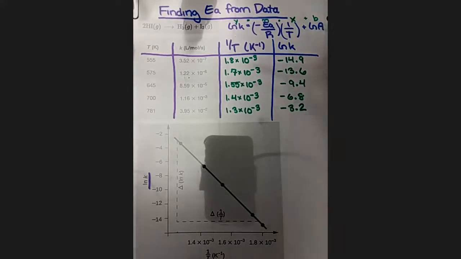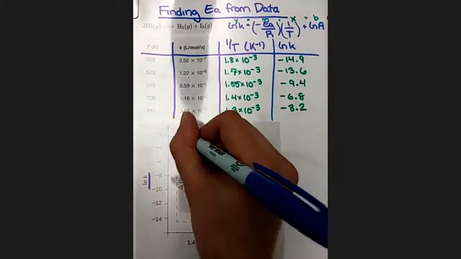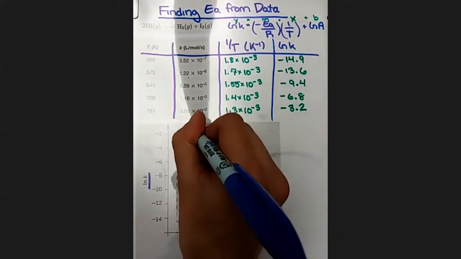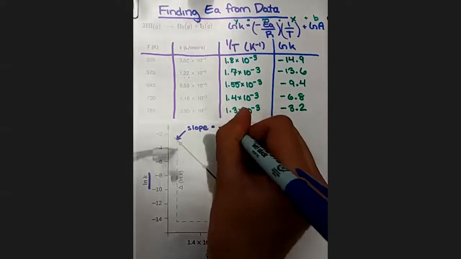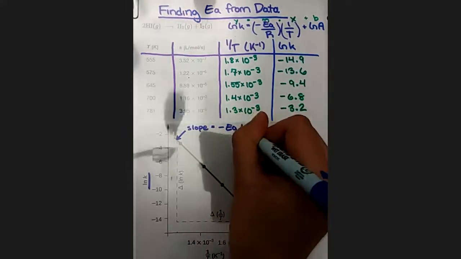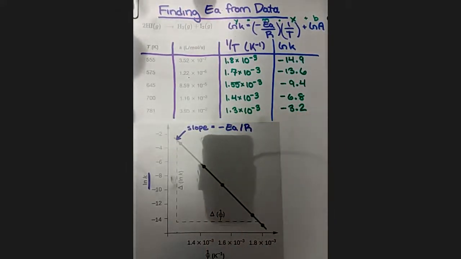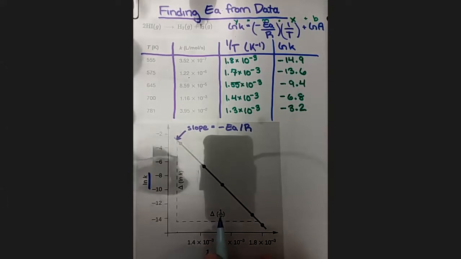And so now our goal is to find activation energy. And so activation energy comes from the slope. It isn't equal to the slope, but it will come from the slope. So the slope of this line is going to equal negative activation energy over gas constant. So we know the gas constant, but we first have to find the slope. And we don't have the equation for this line, so we're going to have to find the slope.